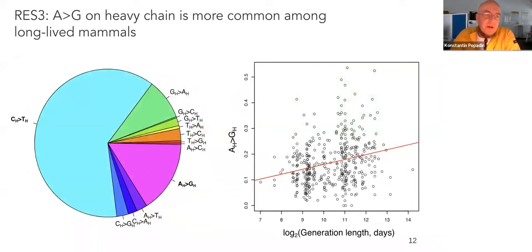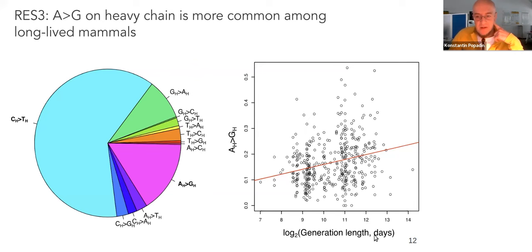So let me explain the first pie chart on the left. This is just the general mutation spectrum of mammals. We have many C to T substitutions, more than half. This is the most common substitution. The second most common is A to G. And all 10 additional types of substitutions are very rare. The general pattern resembles the cancer data set. It resembles human de novo mutations in mitochondria. So it's pretty conservative. And our mutation A to G, the second most common, is increasing with the generation length of mammalian species.